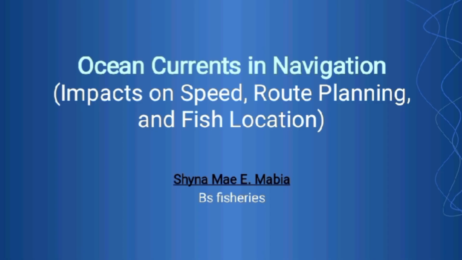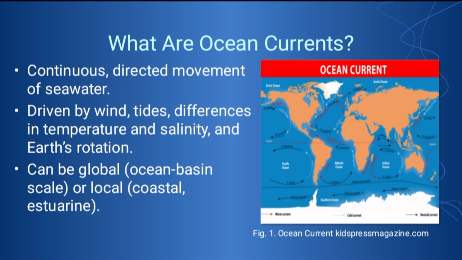Good day, everyone. My topic is all about ocean currents in navigation: impacts on speed, route planning, and fish location. So, what are ocean currents? It is a continuous directed movement of the seawater, driven by the wind, tides, differences in temperature and salinity, and the Earth's rotation. Also, it can be global, ocean basin scale, or local coastal estuarine.